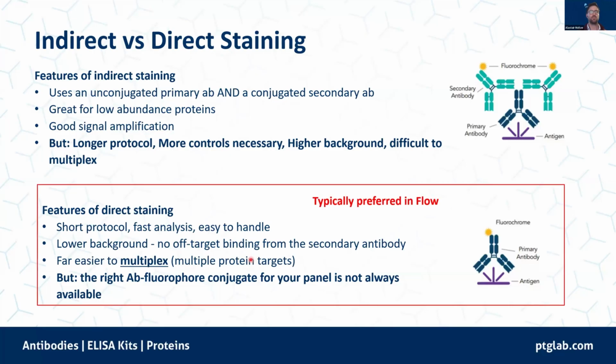And that's why typically most people running flow cytometry like to use direct labeling. This is obviously using a primary antibody conjugated to a fluorophore. Obviously, it's a shorter protocol. Just because you have 1 stain step, you often see lower background because you don't have off-target binding from the secondary antibodies. But most importantly, it's way easier to multiplex because you don't have to worry about using antibodies from different host species. But the limitation in any experiment is that sometimes it can be quite challenging to find the right antibody conjugated to the right fluorophore to fit your panel.